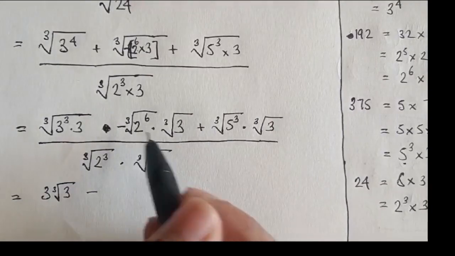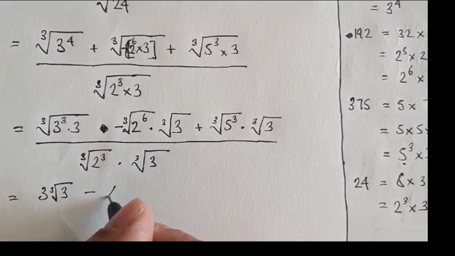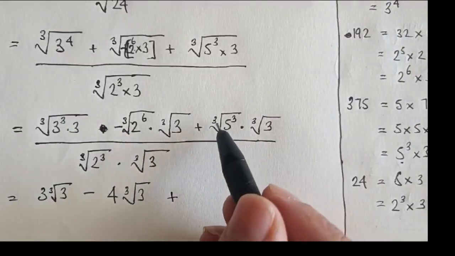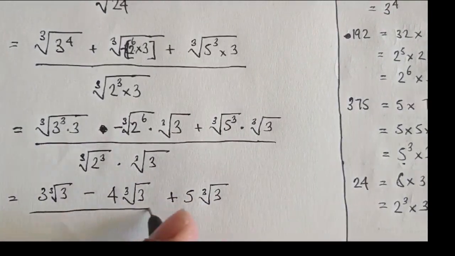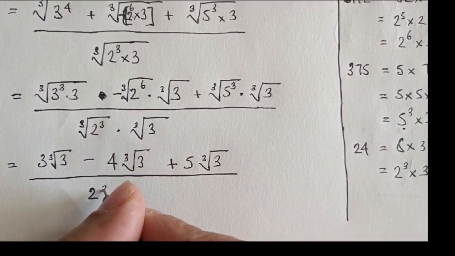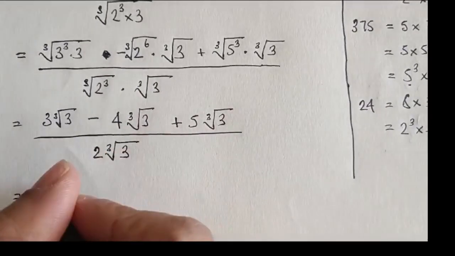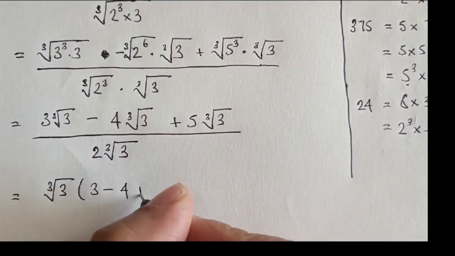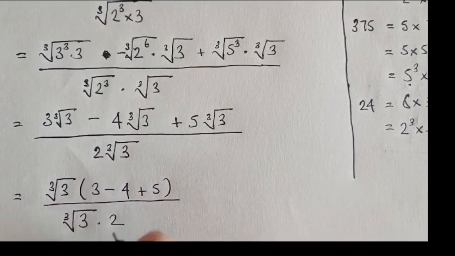Similarly here cube root of 2 to the power of 6 is nothing but 2 to the power of 6 by 3, which is 2 to the power of 2, which is 4 cube root of 3, plus 5 cube. So cube root of 5 cube is obviously 5 into cube root of 3 divided by cube root of 2 cube, that is 2 into cube root of 3. Now what we do is we take out the cube root of 3 as a common factor. So this becomes 3 minus 4 plus 5 divided by, so obviously the cube root of 3 is here, into 2.